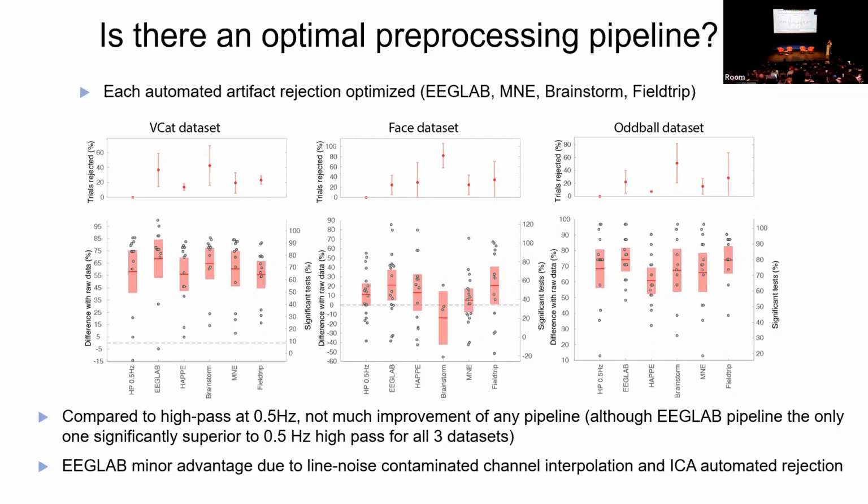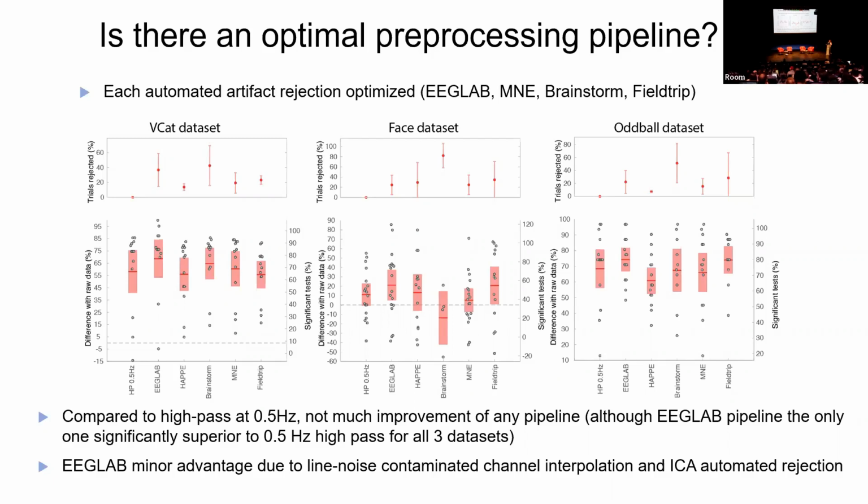Basically, the outcome was that compared to a high-pass filter at 0.5 Hertz, there is not much improvement from any pipeline, although the EEGLAB pipeline is the only one significantly superior to the 0.5 Hertz high-pass filter for all three data sets. Yeah, the assumption is that EEGLAB has a minor advantage due to line noise, contaminated channel rejection, and ICA automated rejection.